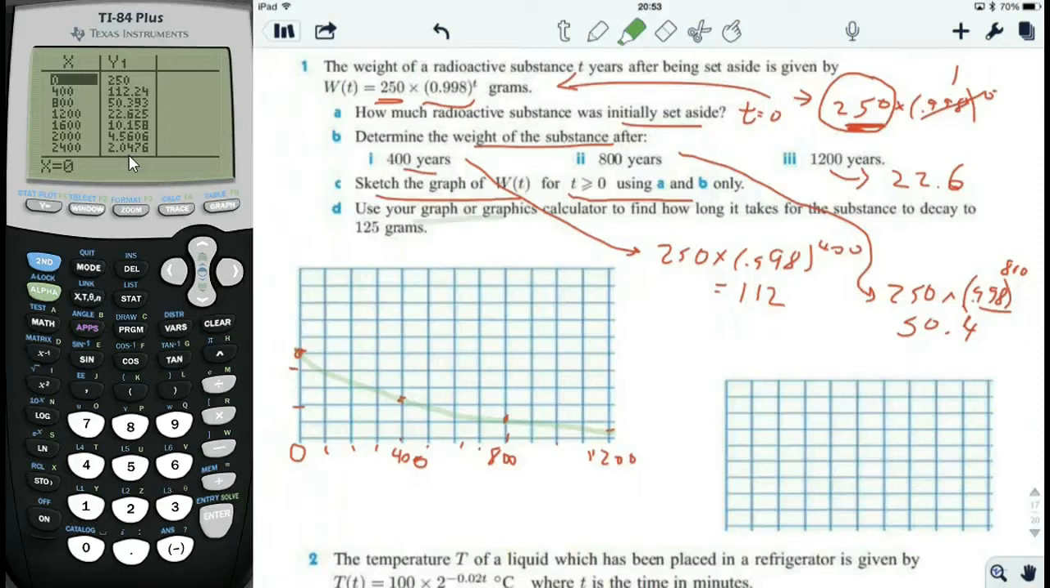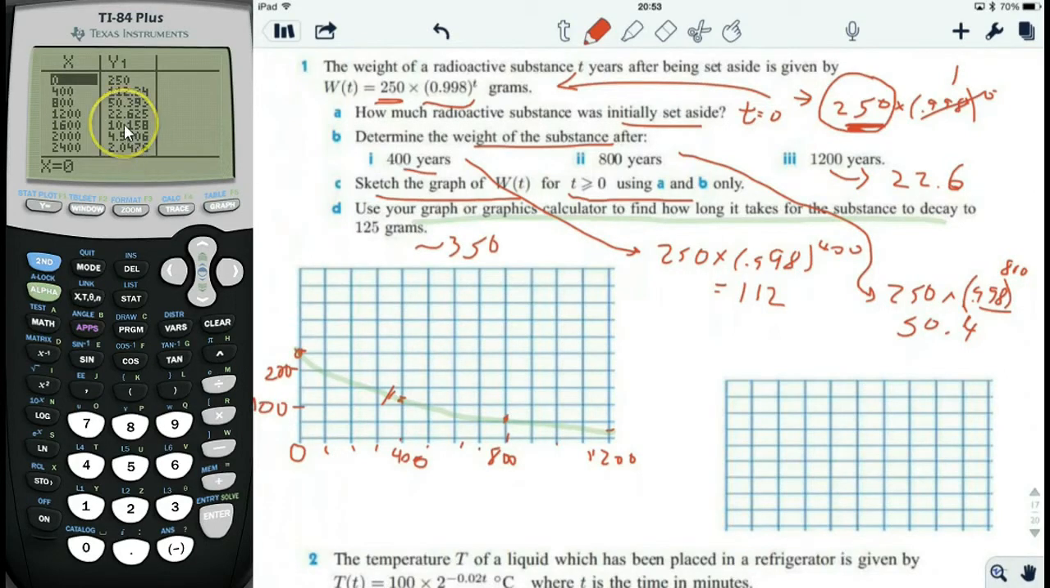Use your graph or graphics calculator to find out how long it takes for the substance to decay to 125 grams. Well, we can kind of estimate that by looking here. This is 100 here, right? This is 200. So 125 is around here, right? Maybe about there. That would be about, I don't know, 350 or something. So from the graph, you might estimate 350.